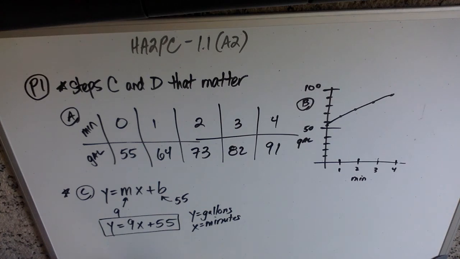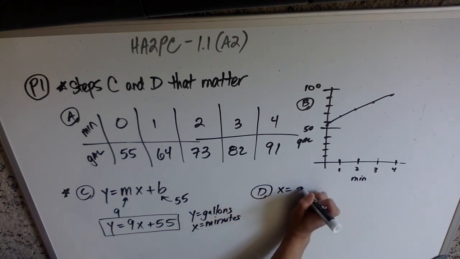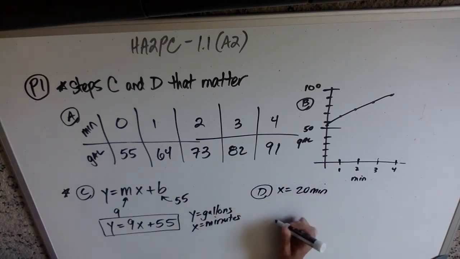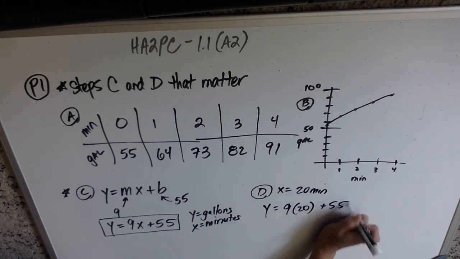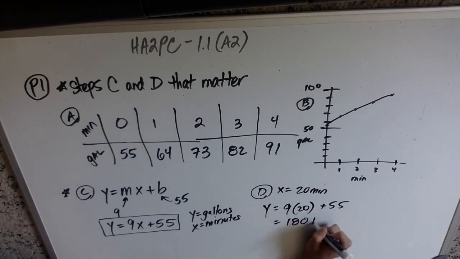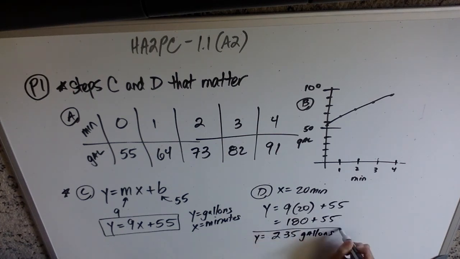Last thing I'm going to do is use my answer to C to find the volume of the tank after 20 minutes. So my answer for D is going to be when x is 20 minutes, I'm going to get y equals 9 times 20 plus 55. Well, that's 180 plus 55, so that should be 235 gallons. That's assuming that the tank is large enough to accommodate 235 gallons, but we're going to go ahead and assume it is. So again, there's your E1 and P1, and then in the next video, we'll go ahead and do E2 and P2.